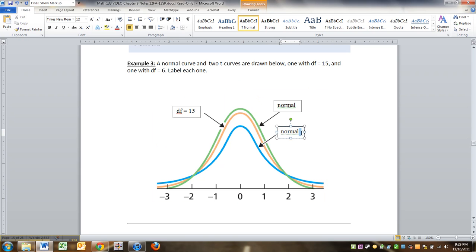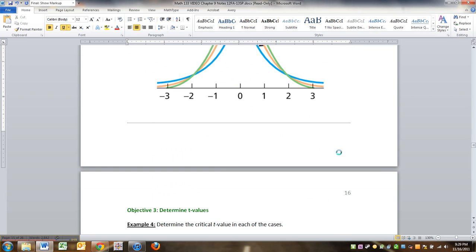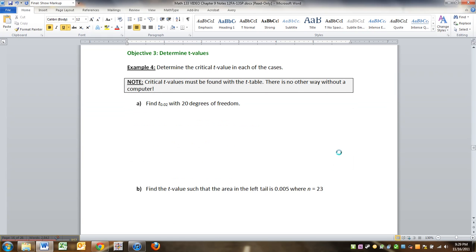And this one over here, much shorter, much fatter tails. Look at those tails over here. Compare that blue tail there to that green tail on the normal curve. Right? It's got a much fatter tail, which means that's the DF equals 6. Okay? The smaller your degrees of freedom, the shorter the height, the fatter the tails. The bigger your degrees of freedom, the closer the curve gets to the normal curve. All right, done with that.